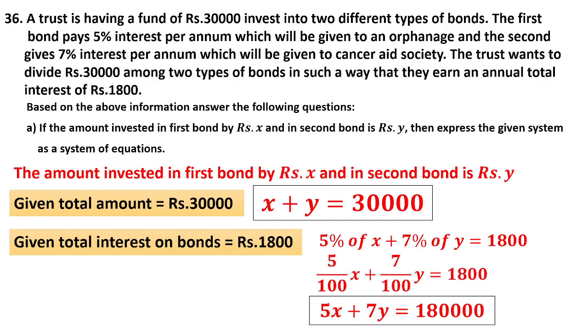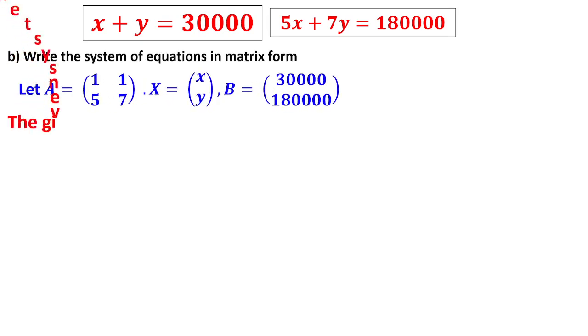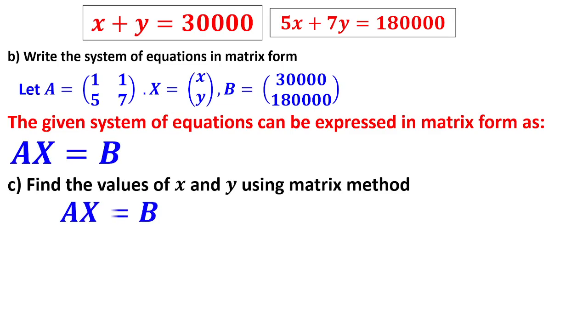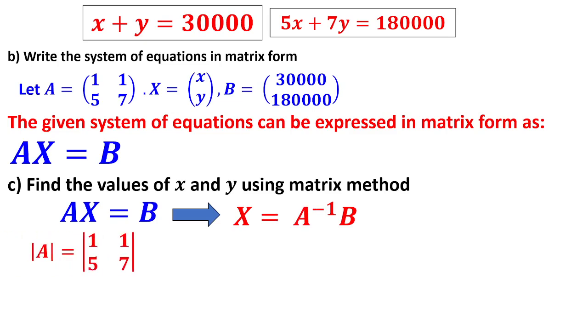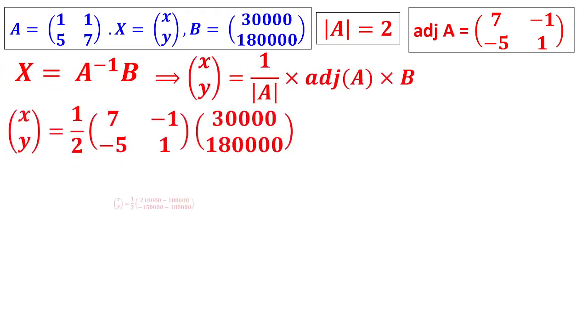Now, we have expressed it in the form of a system of equations. Write the system of equations in matrix form. All of you know A should be taken as the coefficient matrix, B as the right hand side matrix, and X as variable matrix. AX is equal to B. Now we have to find the value of x and y by making use of the matrix method. X is A inverse B. Finding determinant A, finding adjoint A, and A inverse B I am finding.